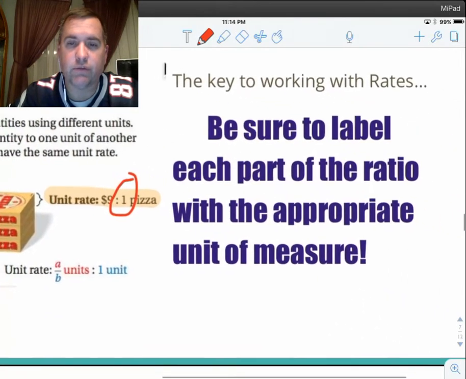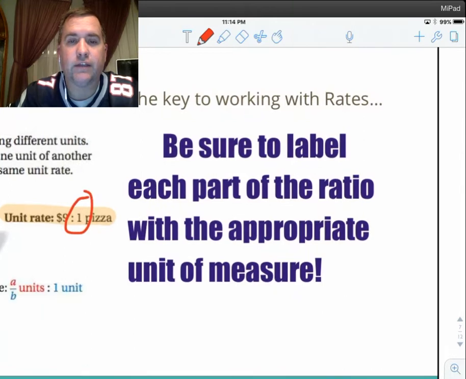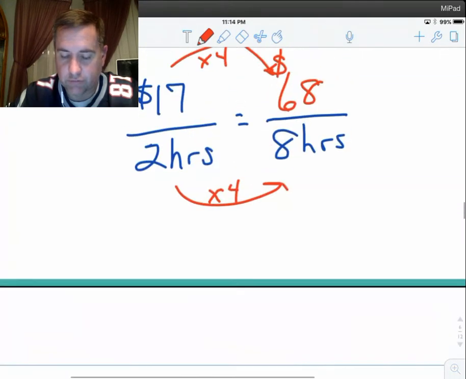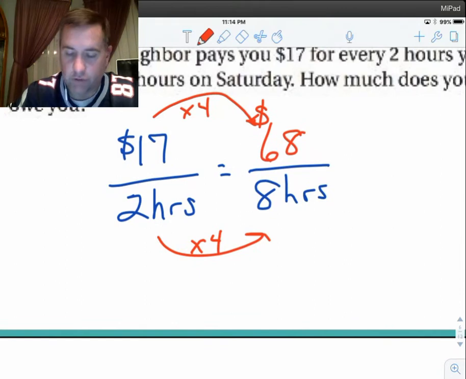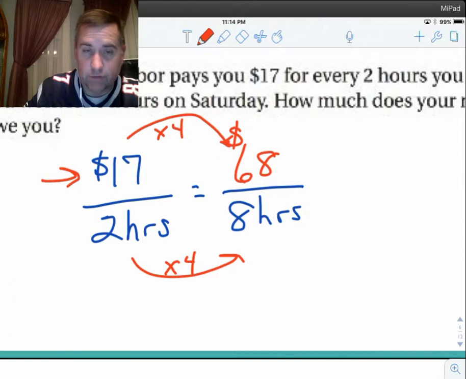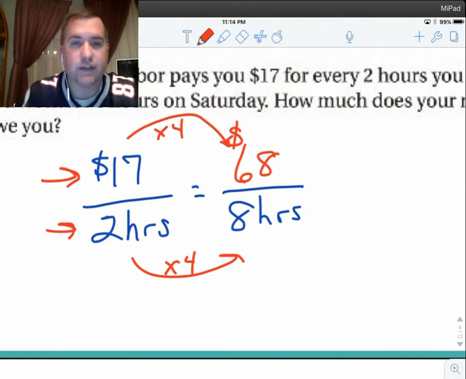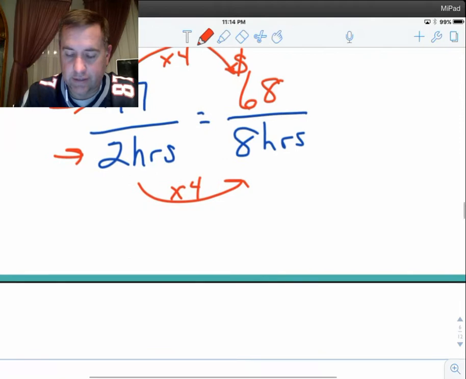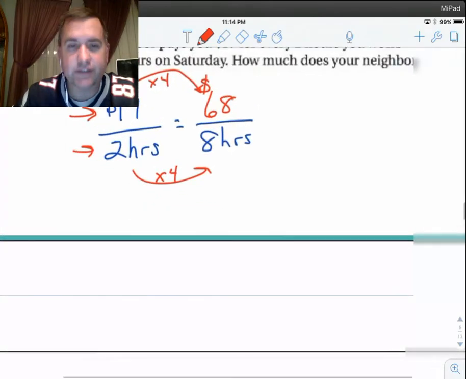The big thing when working with rates is that we want to make sure our labels match up with one another when we write out the ratio problems. Just like the one back here about your neighbor and doing yard work. On the top, I put the currency, the money, and on the bottom, I put the length of time. I could have solved the problem the exact same way, putting the time on top and the money on the bottom, as long as you're consistent. And they have to be the same unit of measure.